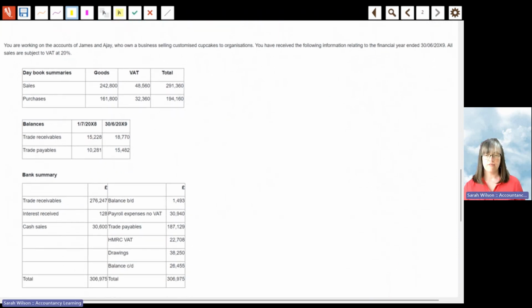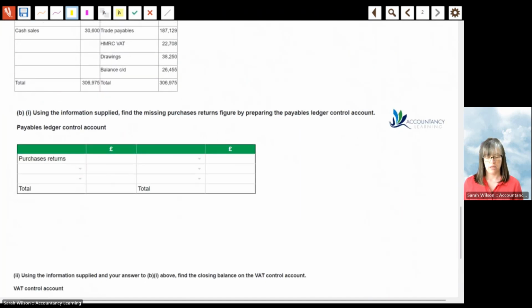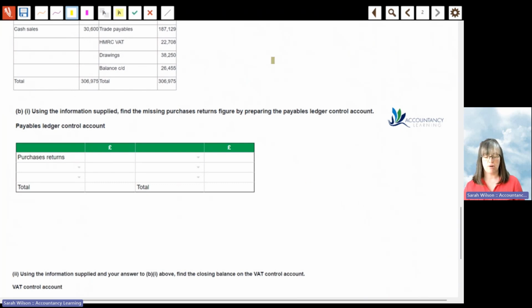Next up then, we are given some information about James and AJ's business, who have customised cupcakes which they sell to organisations. The information we have relates to the financial year end 30th of June 20X9, and all sales are subject to VAT at 20%. The first part of this question asks us, using the information supplied, to find the missing purchases returns figure. To do that, we're going to prepare the payables ledger control account. So this is where we're going to be using our incomplete records knowledge.